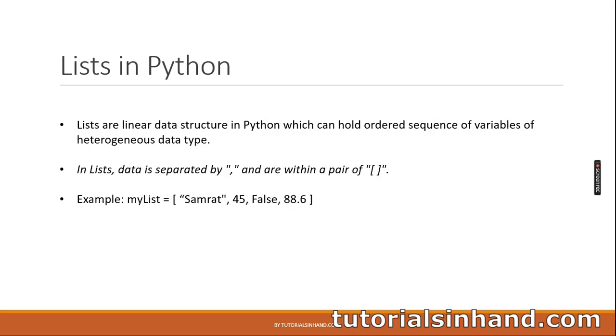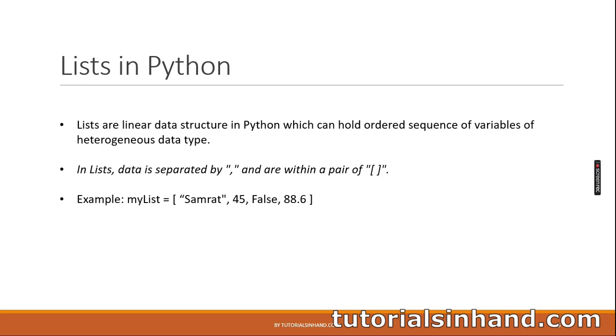Okay, let's proceed. Lists in Python. Lists are a linear data structure in Python which can hold an ordered sequence of variables of heterogeneous data type. In a list, data is separated by commas and placed within a pair of square brackets. Example: my list equal to, the first value in the list is Samrat, the next one is 45, the third one is false, and the fourth one is 88.6.